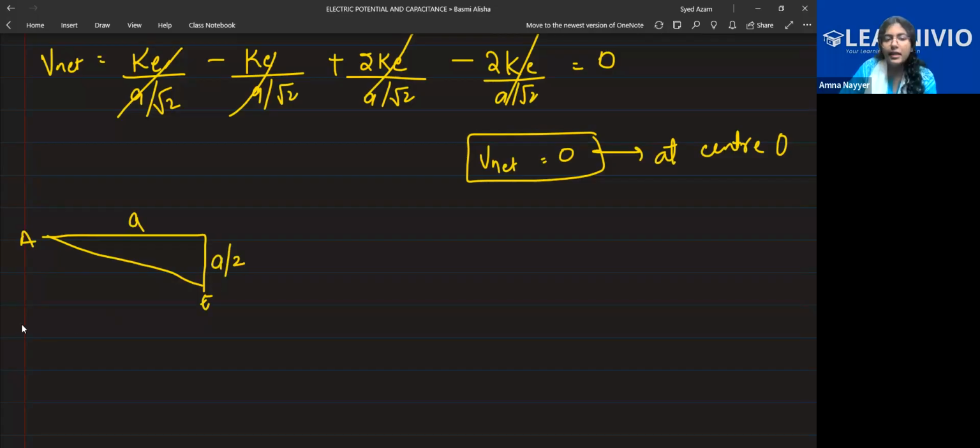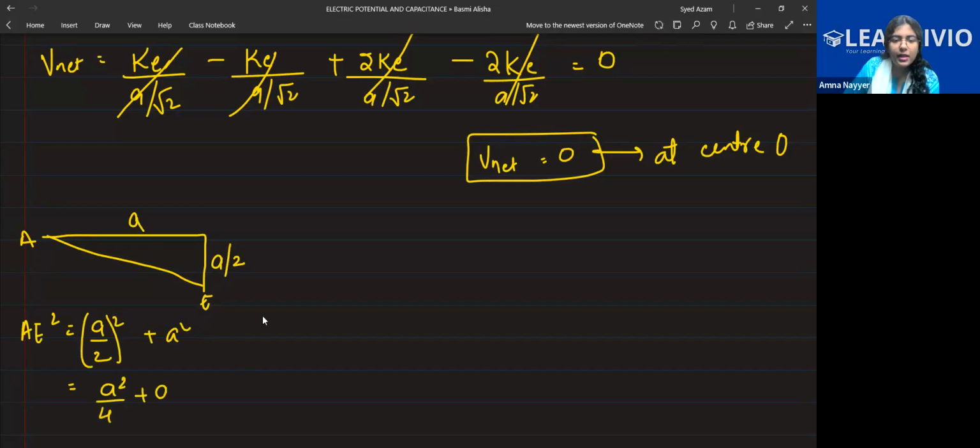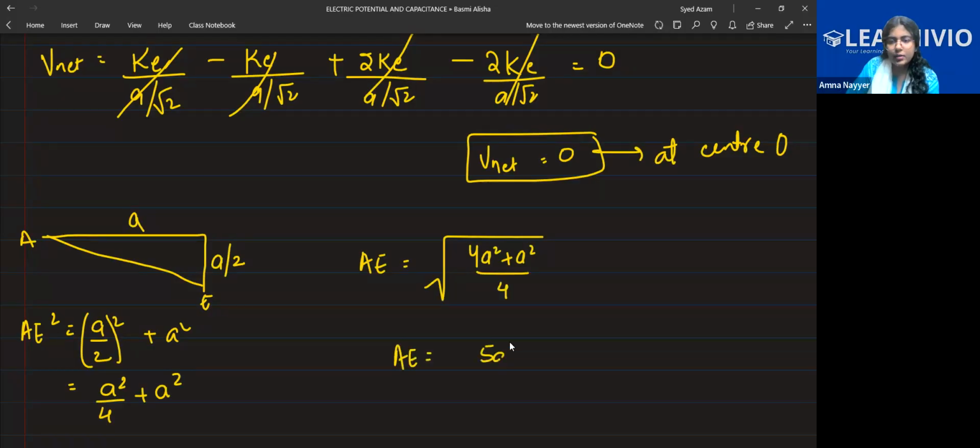So when we apply the Pythagoras theorem, AE square will be (A by 2) whole square plus A square. So this becomes A square by 4 plus A square. So the side AE is equal to under root of (A square by 4 plus A square), which is 5A square by 4 under root. So this is equal to A by 2 root 5. Clear?